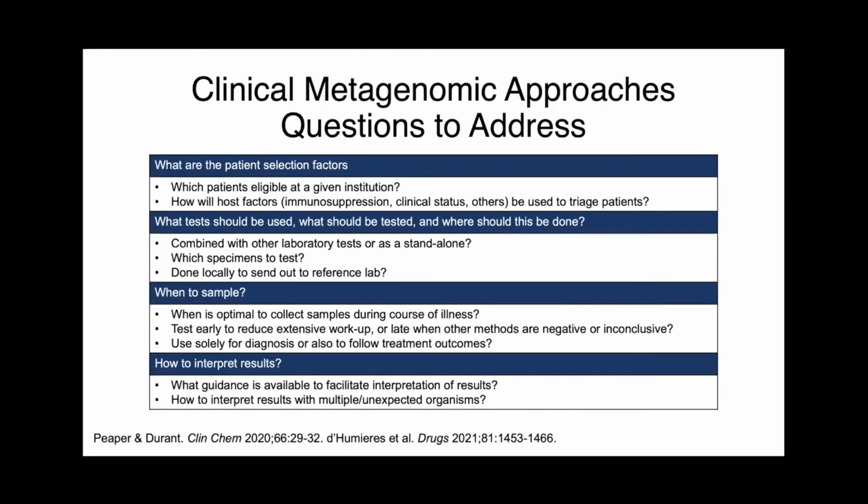Now, there have been numerous editorials written about this new metagenomic approach. Some of them are listed in this table. I don't want to read every single one of them, but I do want to highlight a few of them, including how host factors, including immunosuppression and clinical status, will be used to triage patients. These are not inexpensive assays. In addition, will they be combined with other laboratory tests or used as standalone? If combined with other laboratory tests, when will they be used? Up front to potentially avoid extensive workups, or late when other methods are negative or inconclusive?